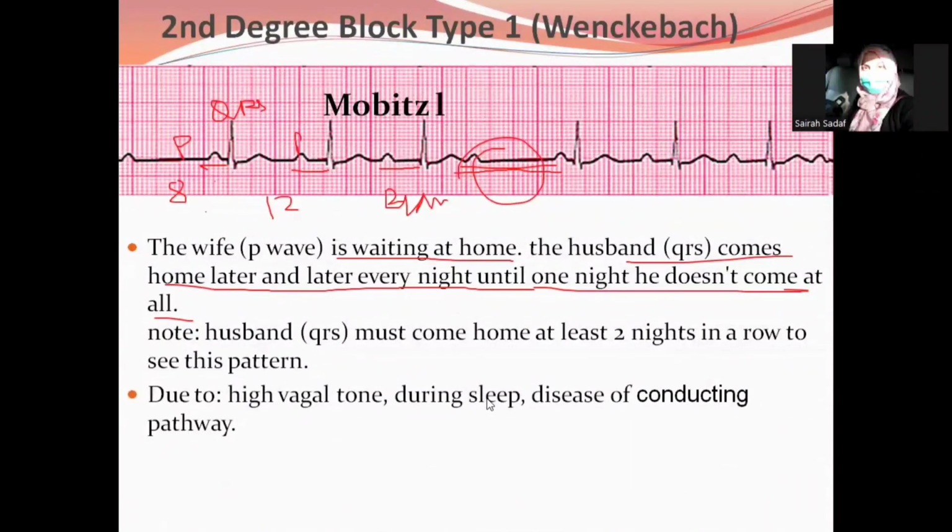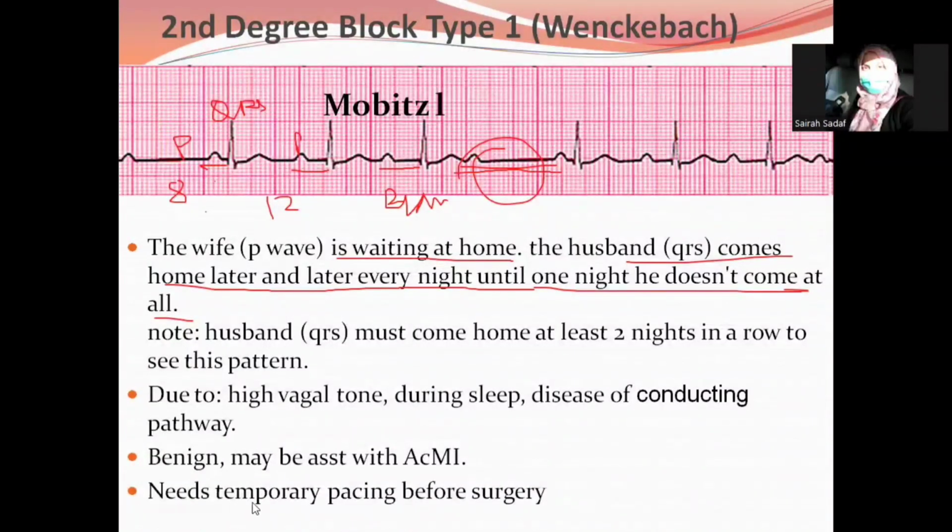Now, Mobitz type 1 or second degree AV block type 1 can occur in high vagal tone or maybe during sleep or disease of any conducting pathway. And secondly, it may be benign or it may be associated with acute MI. It needs temporary pacing before surgery. Okay, now temporary pacing means the marriage counseling. He may need counseling from his friends or his family maybe to just come home early and not to skip the nights at home.